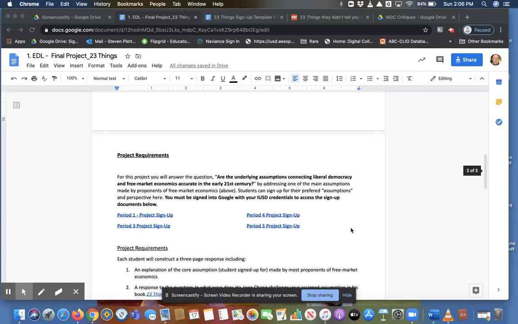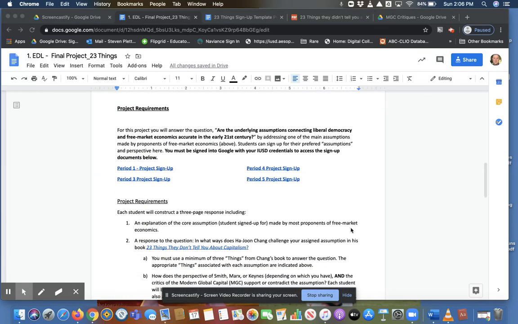So what does the project entail? For this project, you are going to answer that question: are the underlying assumptions connecting liberal democracy and free market economics accurate in the 21st century? You will do so by addressing one of the major assumptions made by proponents of free market economics, see above. Students are going to be signing up for their preferred assumptions and perspectives.